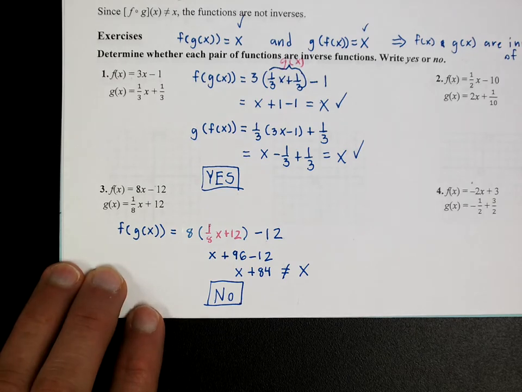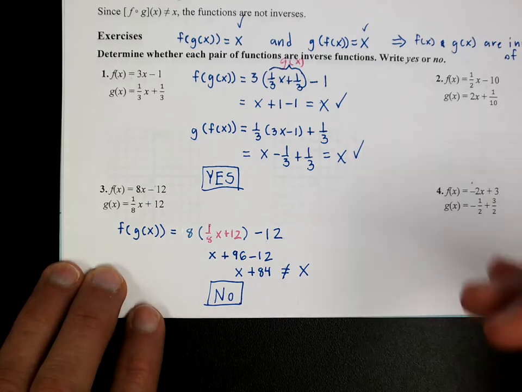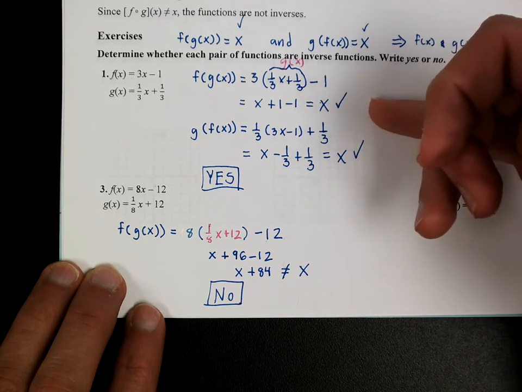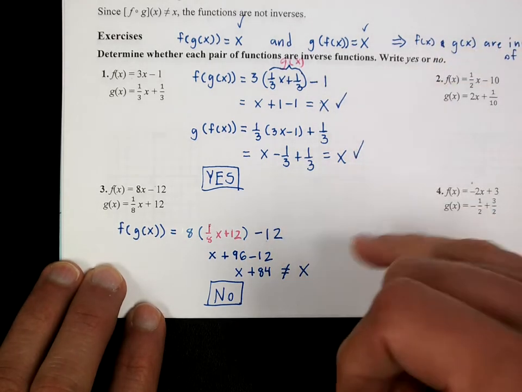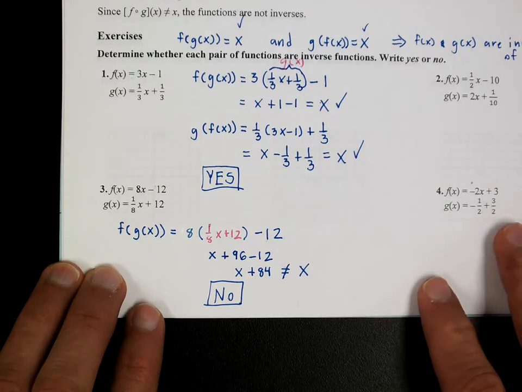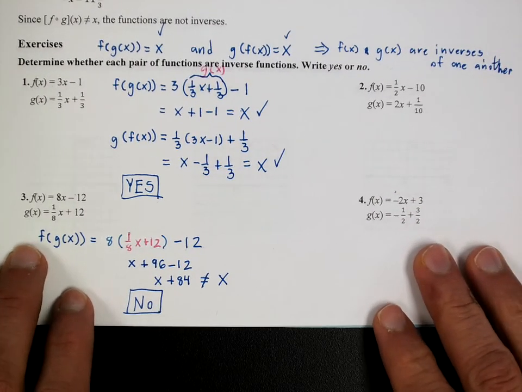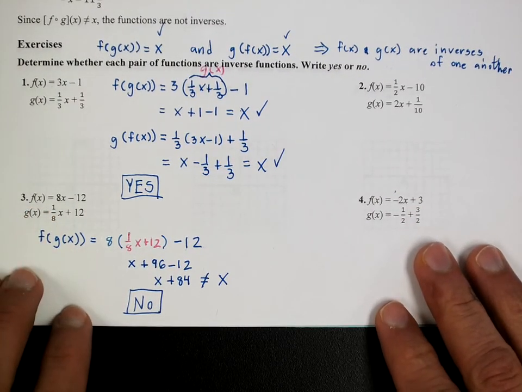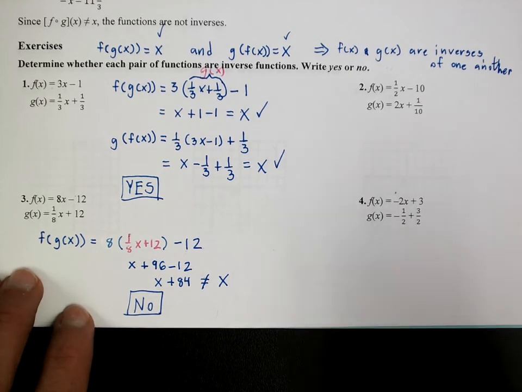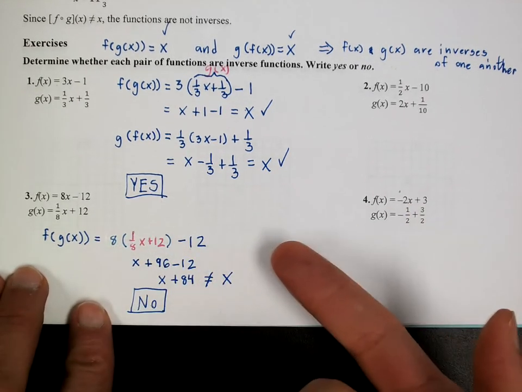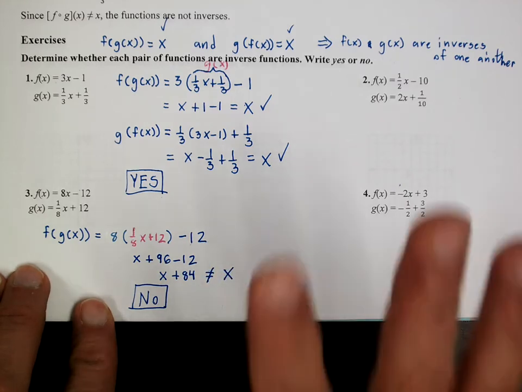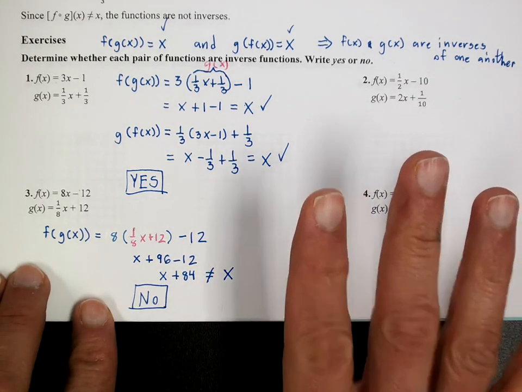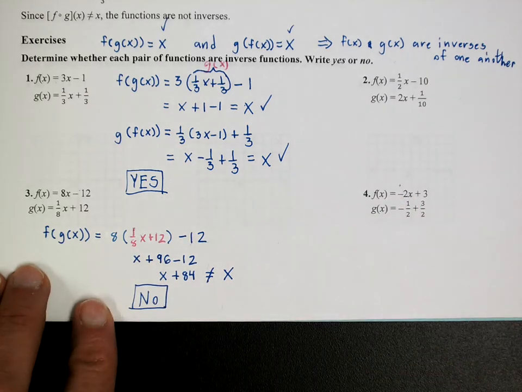So again, if they're inverses, you have to do both of them, and f of g of x and g of f of x have to both give you x. And if they do, they're inverses. However, if you're trying to prove that the two functions are inverses of one another, and when you try the first function, in this case f of g of x, that gave me something that's not x, then you're done right there. You don't have to go any further than that. You can just say right there, they're not inverses of one another.